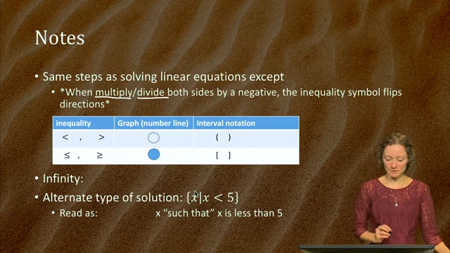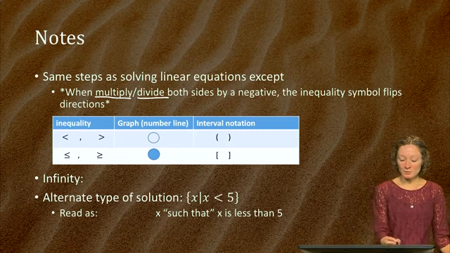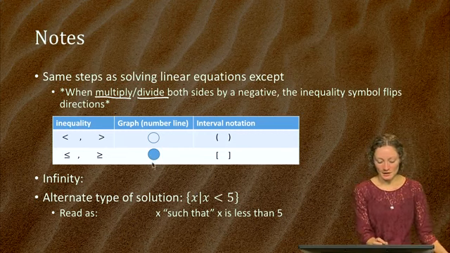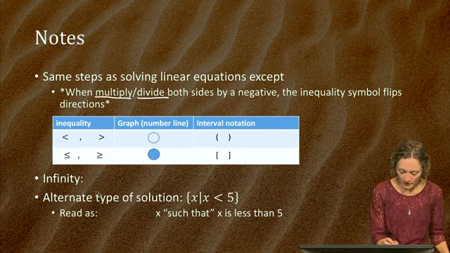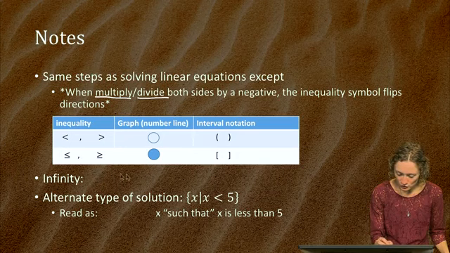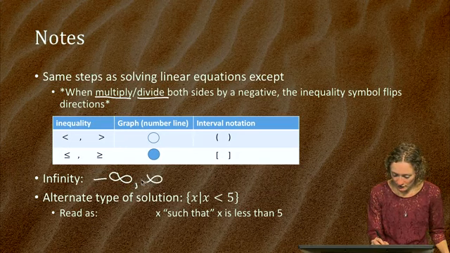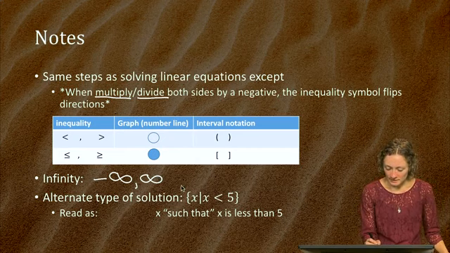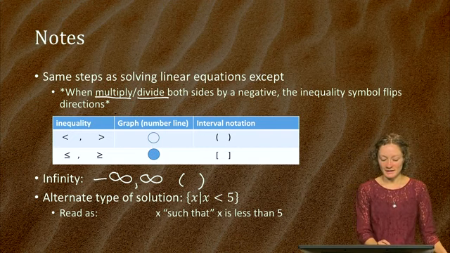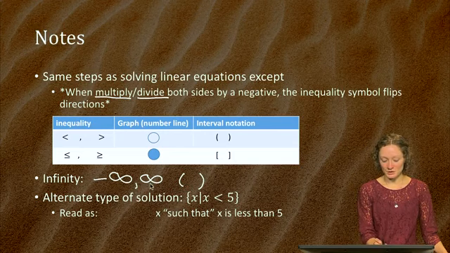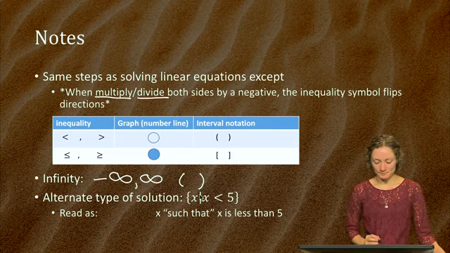If we run into infinity on a number line that we're translating to interval notation, for interval notation, we could have negative infinity, we could have positive infinity, and this is all for interval notation, not necessarily for a graph. On the graph, it'll just be shaded. That's why it's not part of the chart. But in interval notation, you'll see one of these two symbols and parentheses.